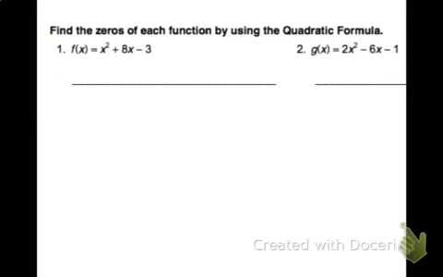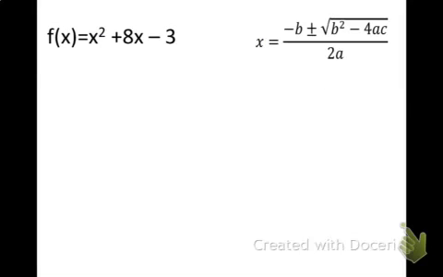So, in the first section, it asks you to find the zeros of each function using the quadratic formula. All that means is just take your function, and I'm just going to do number one. Take your function and set it equal to 0, and solve for x. That's all that really means. We're doing the same exact thing as we did on Monday. Okay, so it is in standard form.